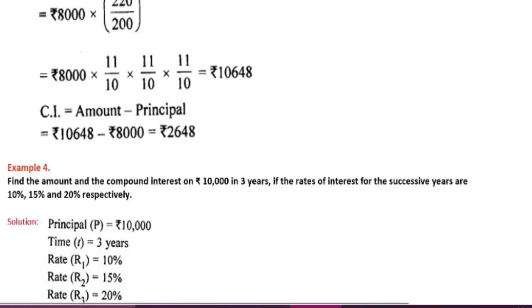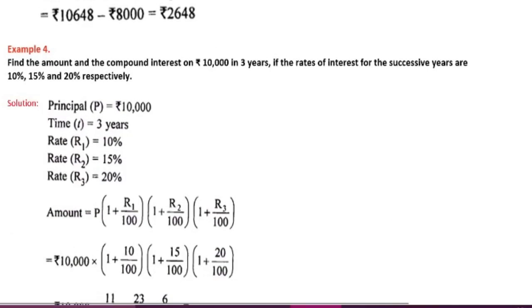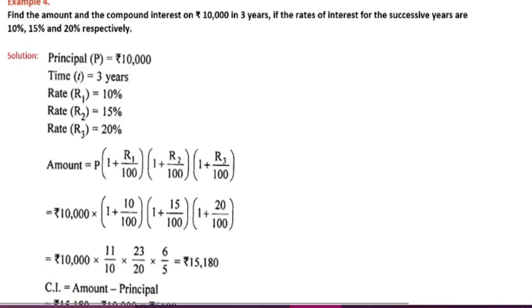Now example 4. This is another situation here. Find an amount and compound interest on rupees 10,000 in 3 years. If the rate of interest for the successive years are 10%, 15% and 20%. So here we have to calculate the compound interest for 3 years, but the rate of interest is different. First year 10%, second year 15%, third year 20%.